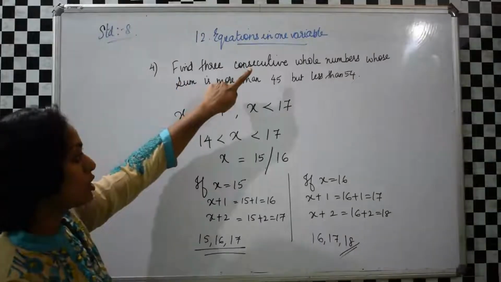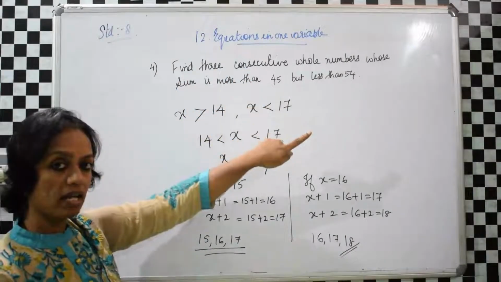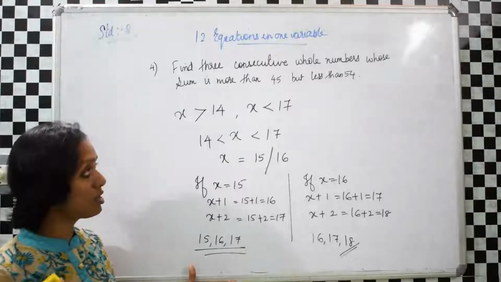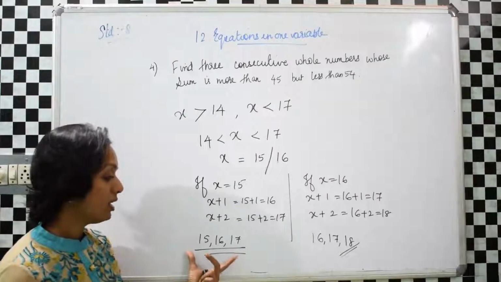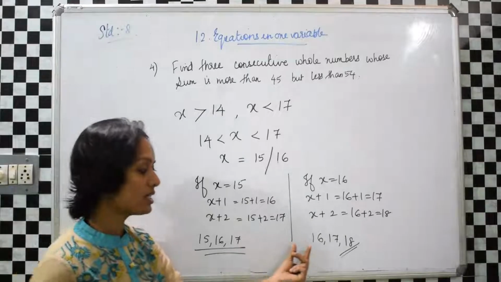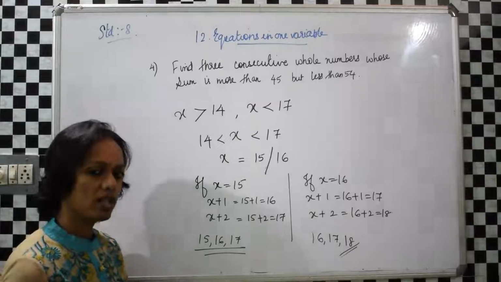Find 3 consecutive whole numbers whose sum is more than 45 but less than 54. So, which are the 2 sets of consecutive whole numbers which satisfy the given question? The numbers are either 15, 16, 17 or 16, 17 and 18. Now you can verify whether your sum is right.